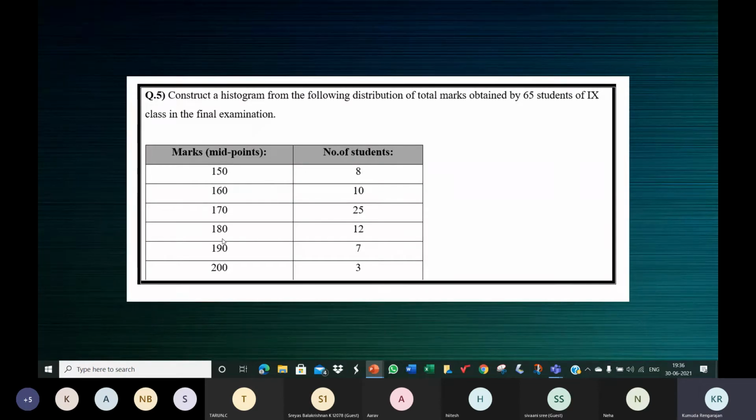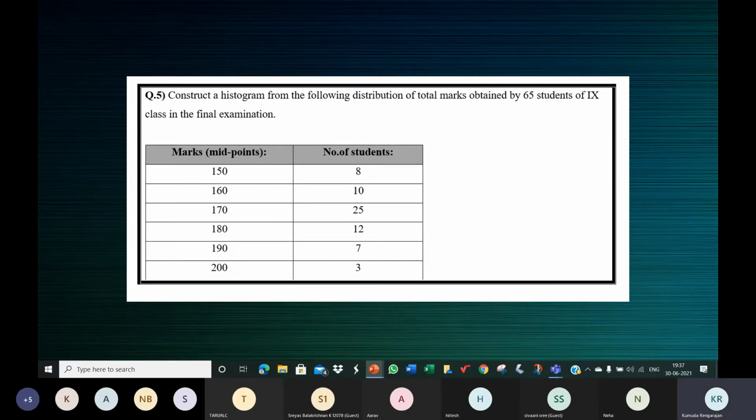What is the other word for the midpoint of a class interval? Class mark. Yes, class mark. Class mark means the midpoint of a class interval. So children, we know that we need the class intervals and the frequencies to prepare a histogram. We don't have the class intervals here, so we have to prepare the class intervals and then put up the histogram.